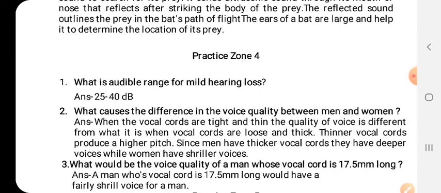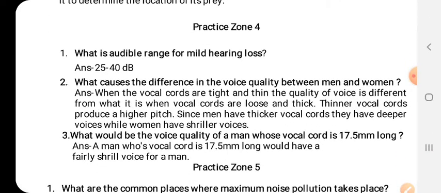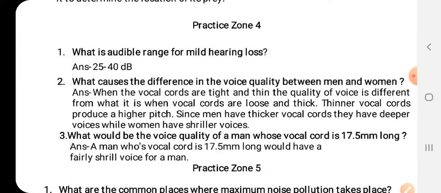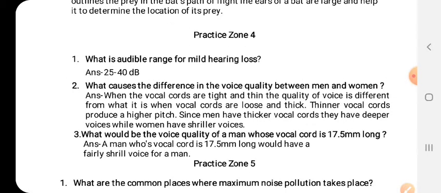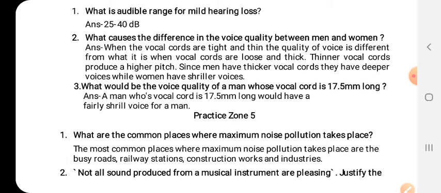Next is practice zone 4. What is the audible range for mild hearing loss? Mild hearing loss means जब किसी को थोड़ा बहुत hearing loss होता है, that is 25 to 40 decibels. What causes the difference in voice quality between men and women?